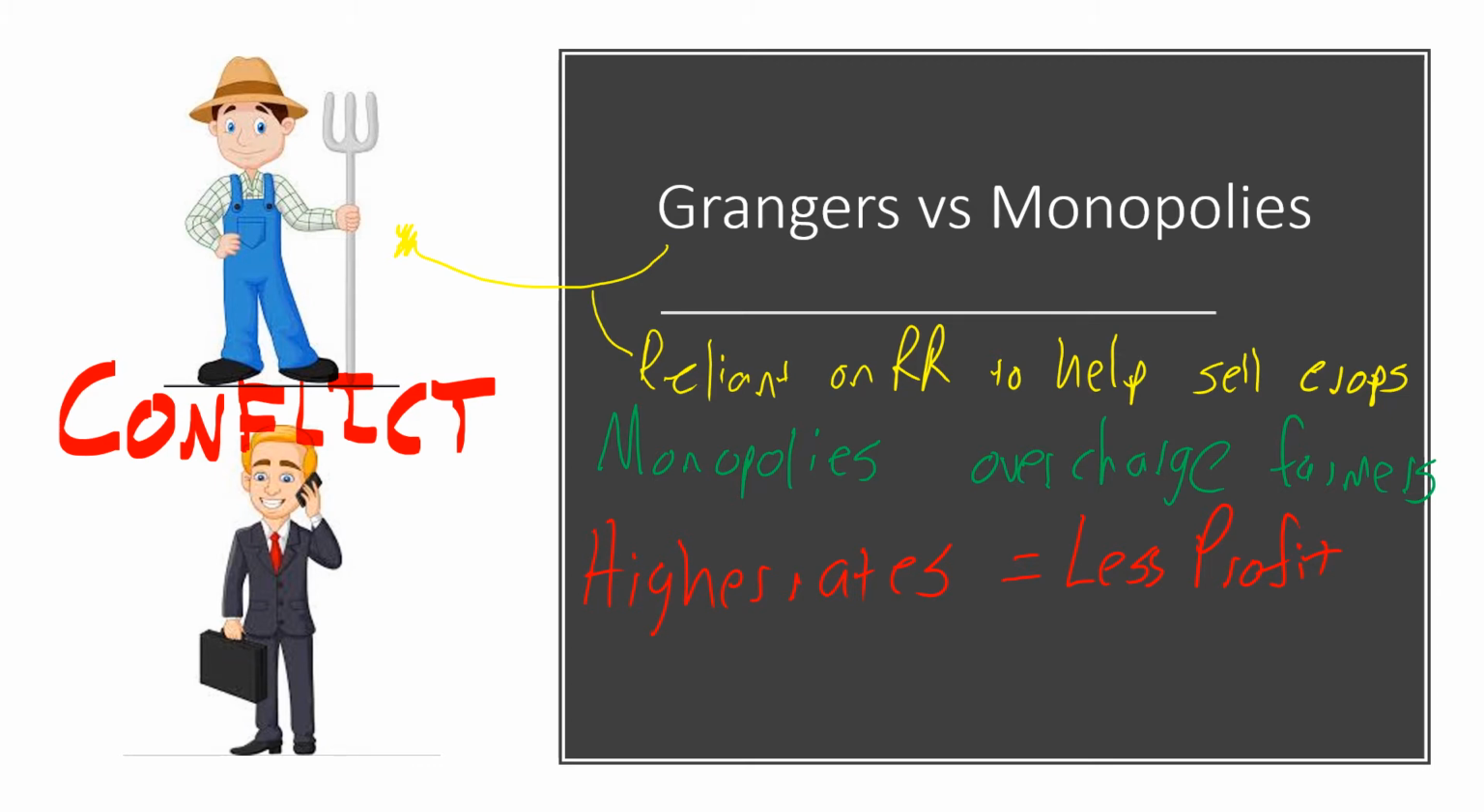So the farmers decide enough is enough, and they unite together and form this group called the Grangers. And the Grangers is a political party of farmers. Together, the Grangers are going to fight back against these monopolies. It's kind of like a David and Goliath thing. You have small farmers taking on these monopolies that are worth millions of dollars, and no one really knows or expects the farmers to be successful.